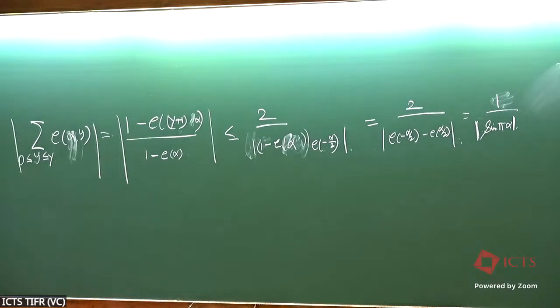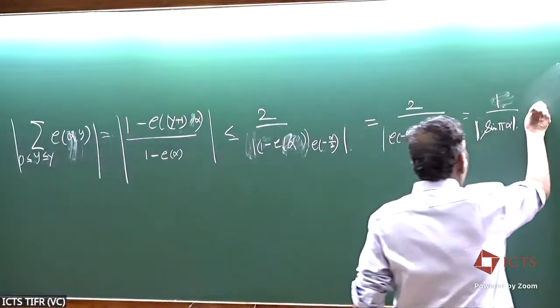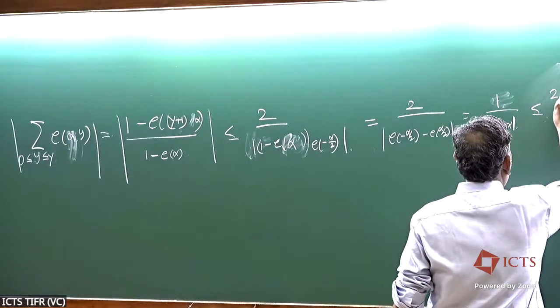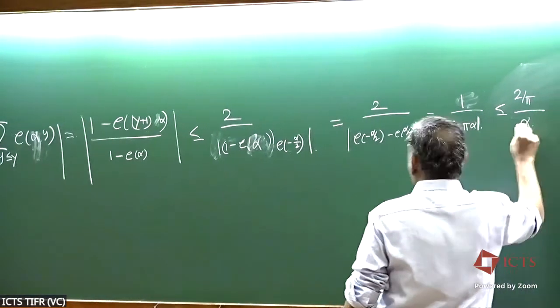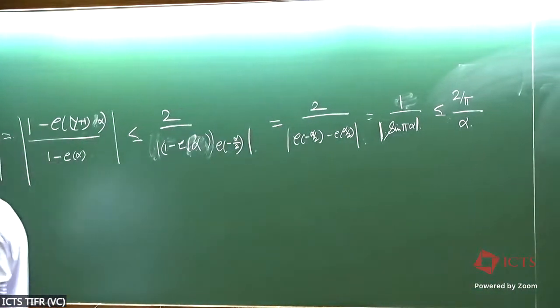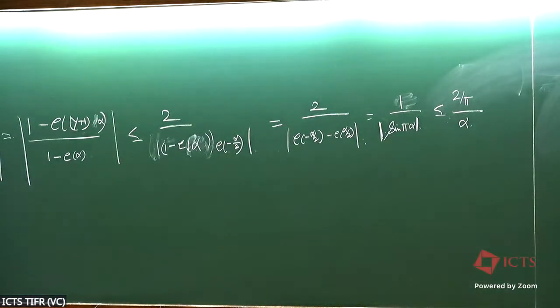And you all know that if your alpha is between 0 and half, then the absolute value of sin pi alpha is bigger than or equal to a constant times alpha. And you also know the constant happens to be 2 over pi. But anyway, we are not interested in that. Consequently, this is less than or equal to 2 over pi divided by alpha, this alpha being not really the alpha, but the distance to the nearest integer to alpha.